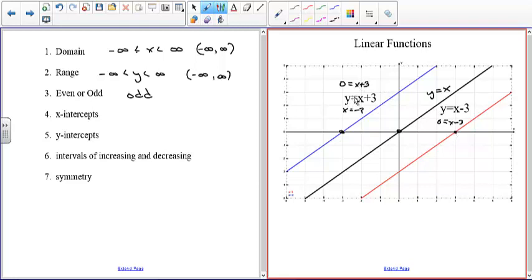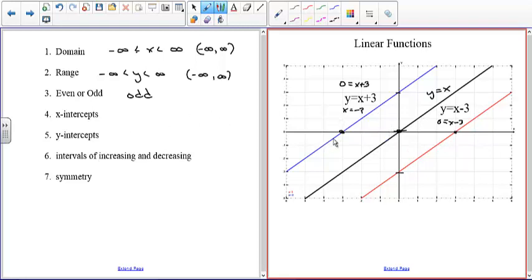To find the y-intercept, you'd set x equal to 0. So for this curve, the y-intercept would be 0 + 3, or 3. This is your y-intercept. Here, it's there. And if you set x equal to 0 here, you get the y-intercept, so you get y equals -3. So those are the y-intercepts.